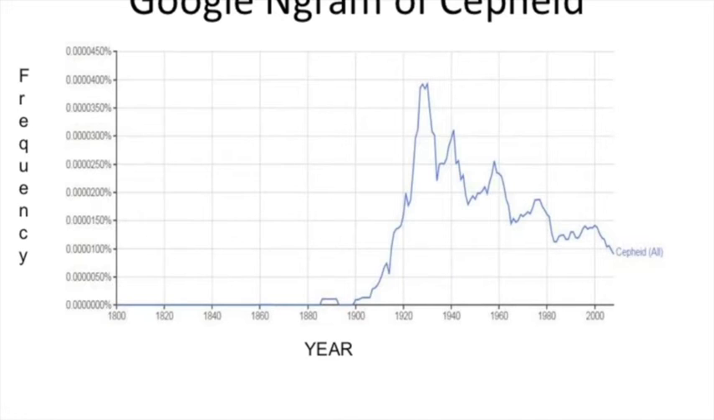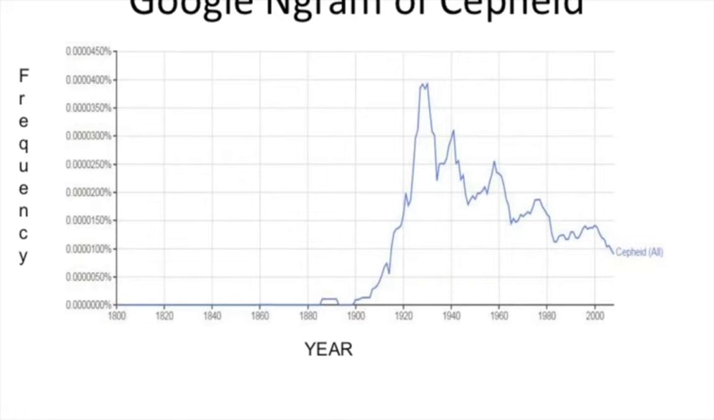The higher the peak, the more often the word Cepheid is found compared to other words in the publications of the time. And that's year at the bottom. If you can't read that, that's going up to the year 2000. Where it begins to jump up is the year 1900. So nothing much throughout the 19th century.